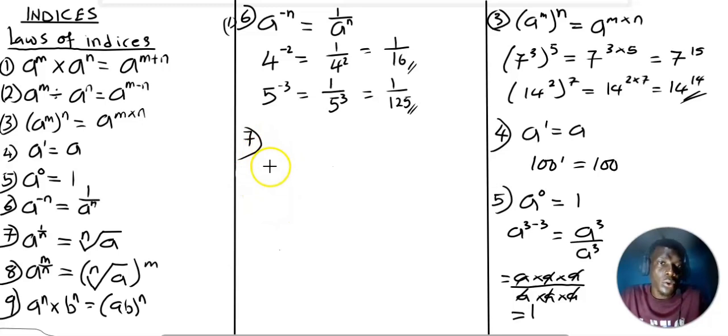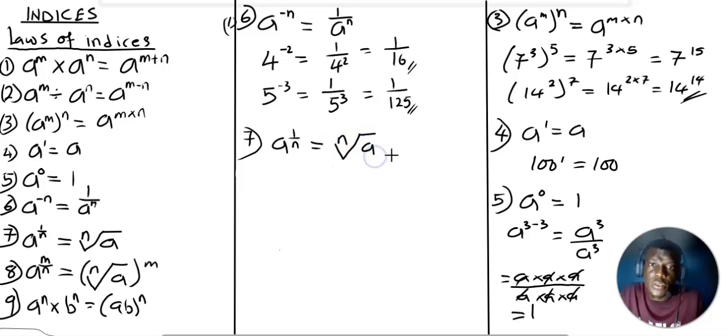For the 7th law, we have the fractional index law. This is a unit fraction, fractional index law, where the power is a fraction. So you have a raised to the power 1 over n. In this case, it's going to give you the nth root of the base a. That's what it will give you according to the law of indices.